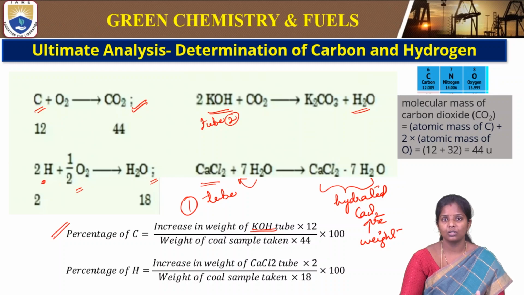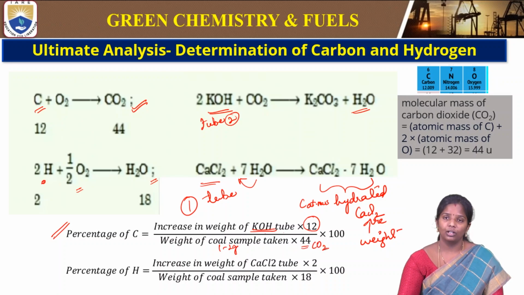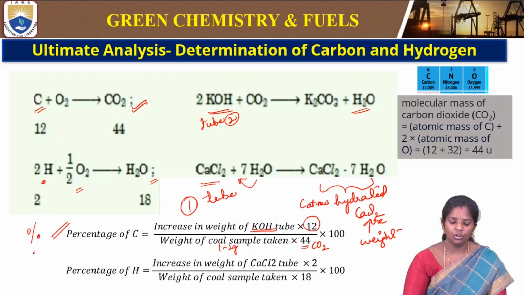So before that also and after that also, so that we get the difference. Increase in weight of KOH tube into 12. Where is the 12 coming from? From carbon atomic mass. And weight of the coal taken, like 1 to 2 grams, into 44. What is this 44? Carbon dioxide molecular weight, into 100 will give percentage of carbon.